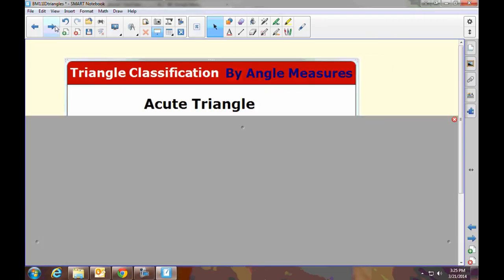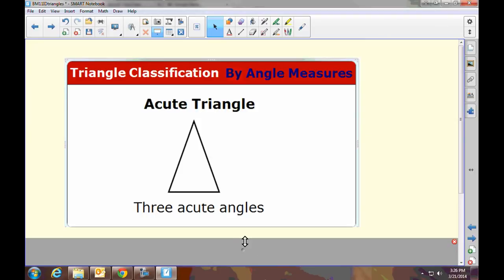Let's get started with the first type of triangle, which is an acute triangle. Acute triangles have three acute angles. You'll recall that acute angles are less than 90 degrees. So all three angles in an acute triangle are less than 90.